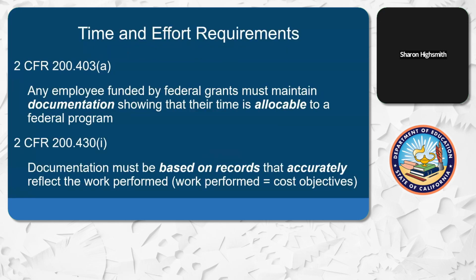Okay, so when it comes to time and effort, we rely heavily on federal regulations when reviewing payroll. 2 CFR 200, the law requires that you must maintain documentation showing their time is allocable to the program, and documentation must be based on actual work. We often have employees who are working on multiple funding sources. For example, if an employee is working on the preschool and the general child care development program, please check with the employee regularly to see if they are charging their time based on the actual time they spend in each program.